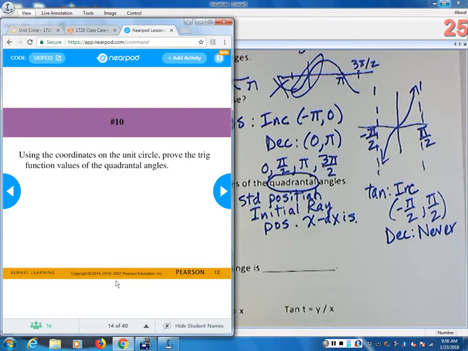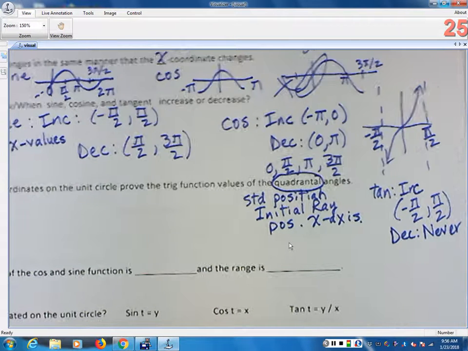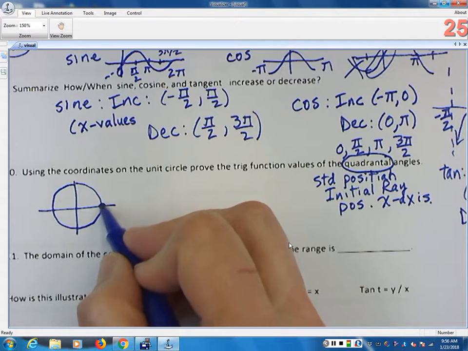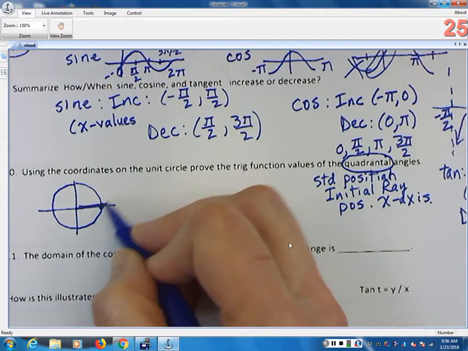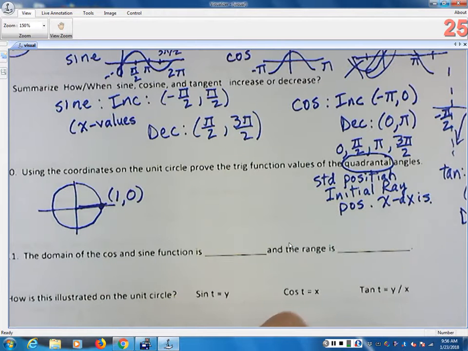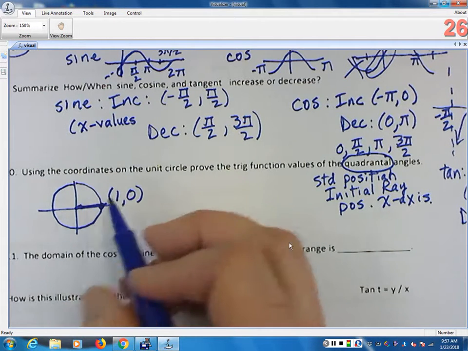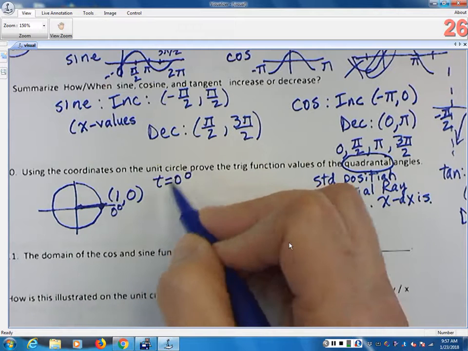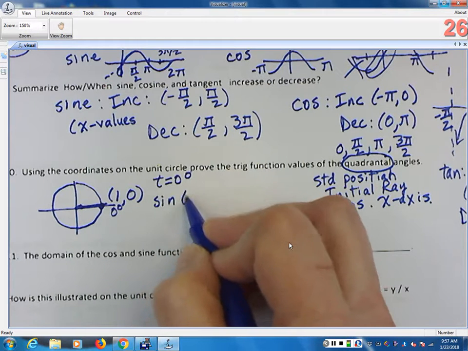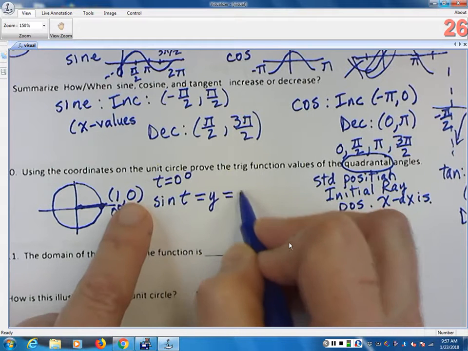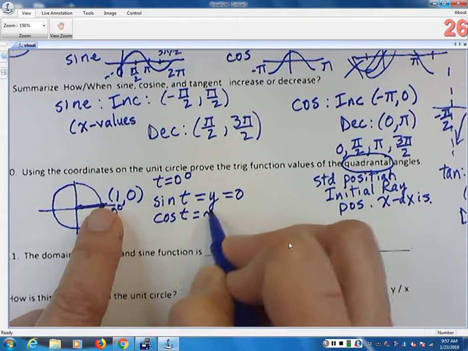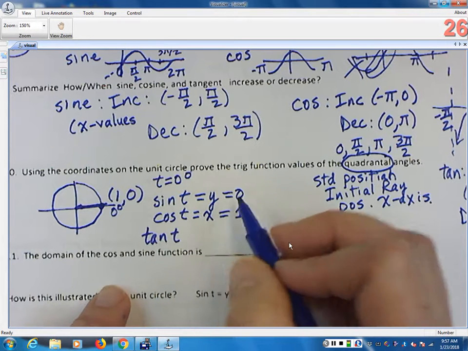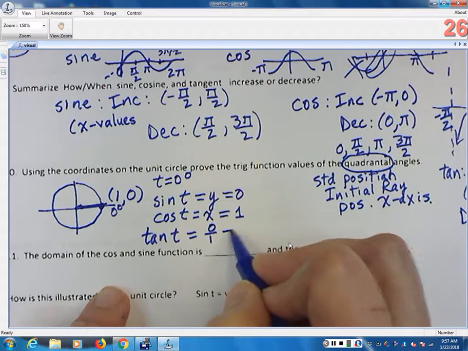Okay, so if we look, here's our unit circle. If we just do 0 degrees here, this point is 1, 0. So if this is 0 degrees, so we're doing t equals 0 degrees, so then sine t equals y, and y is 0. Cosine t equals x, and that's 1. And then tangent t is sine over cosine is 0 over 1 is 0.